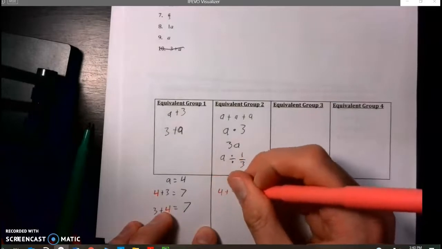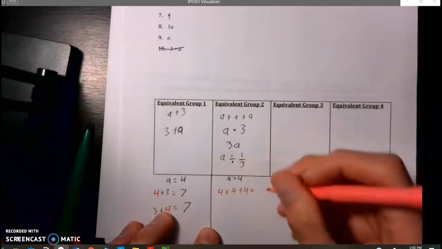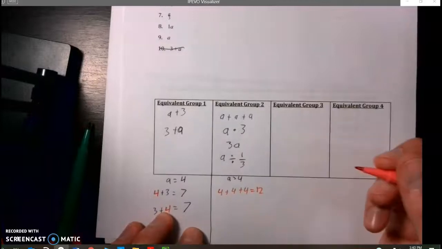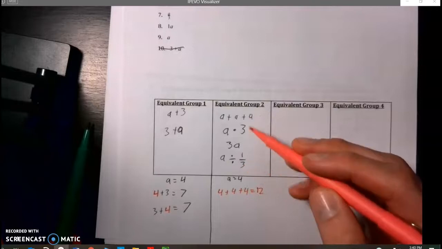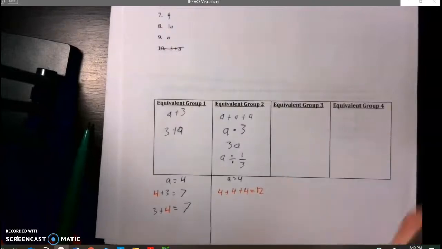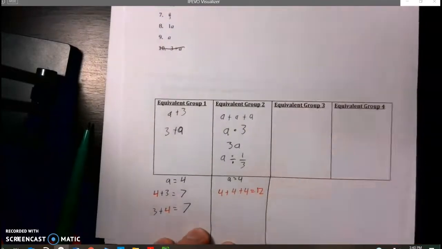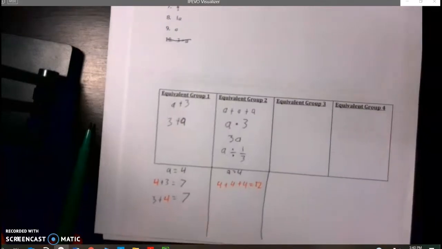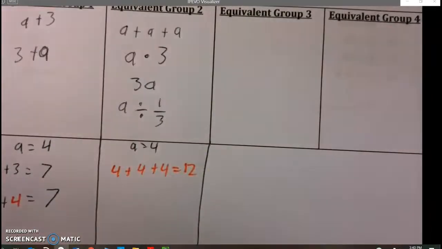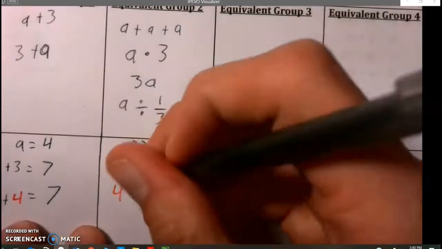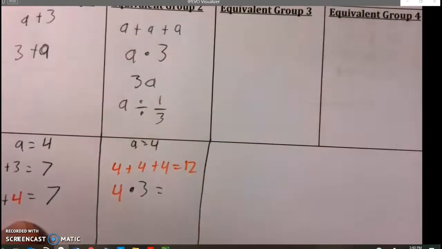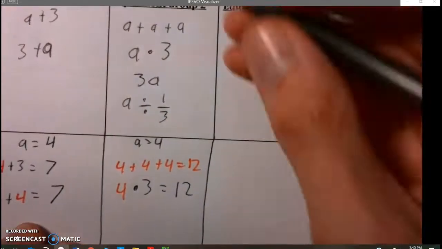So 4 plus 4 plus 4 equals 12. All right? So this one equals 12. So now all of these other ones should equal 12 if these 4 expressions are in fact equivalent. So let's see if that happens. So next one, a times 3. Once again, I'm going to substitute my value of 4 in for a, and 4 times 3 is in fact 12. Okay, awesome. So these both worked.